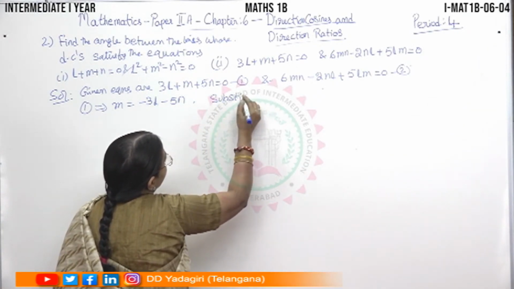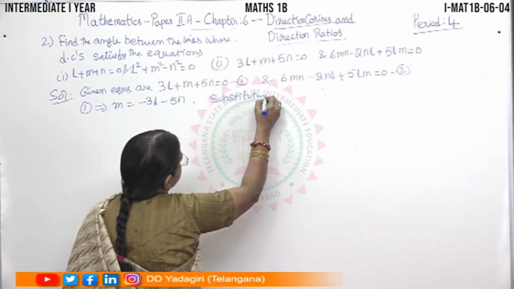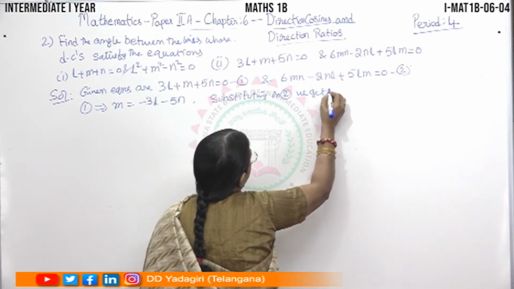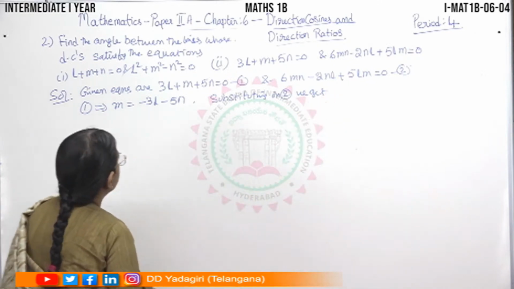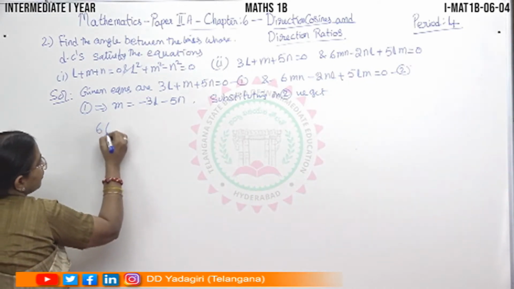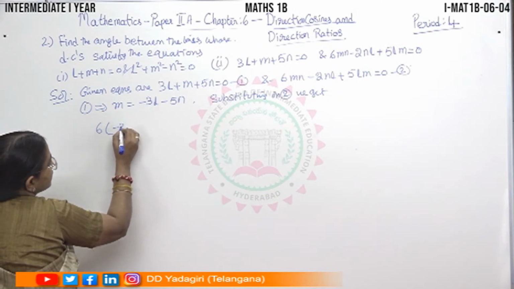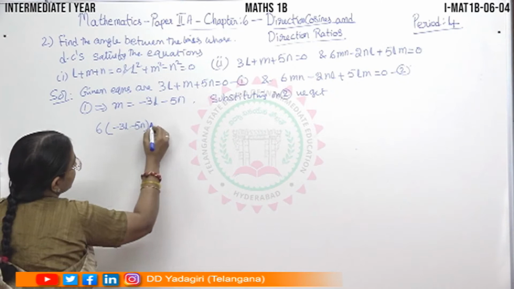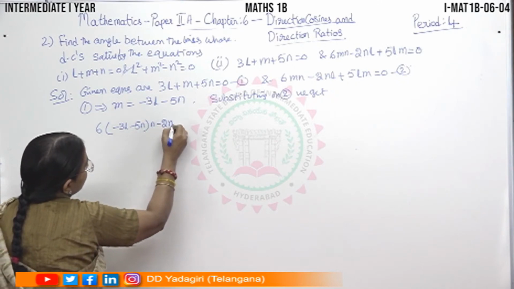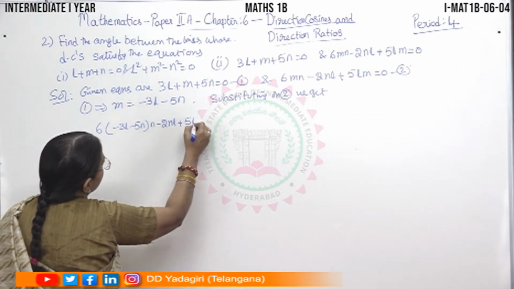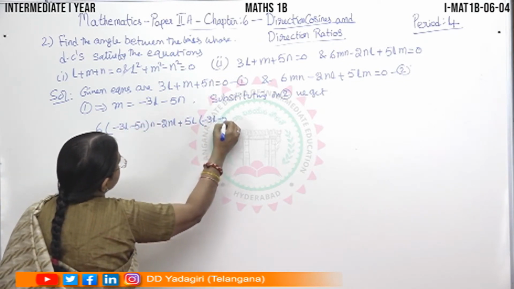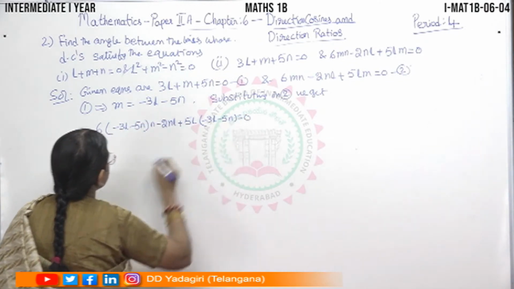Now substituting in the second equation we get 6MN minus 2NL plus 5LM is equal to 0, where 6 into M, M is minus 3L minus 5N, and in 5LM, M is again minus 3L minus 5N.